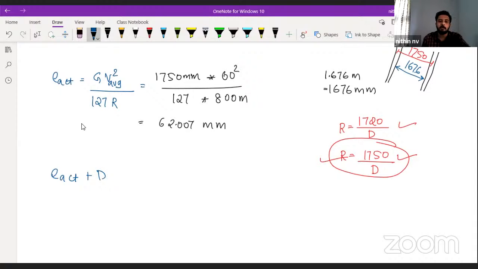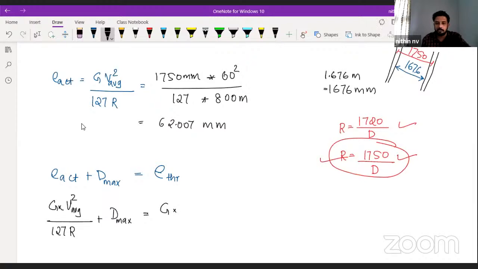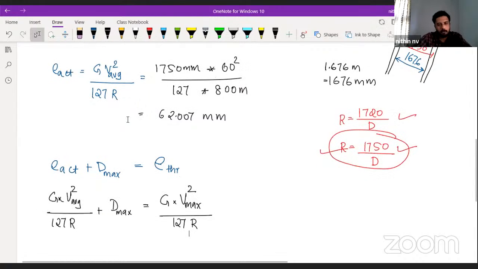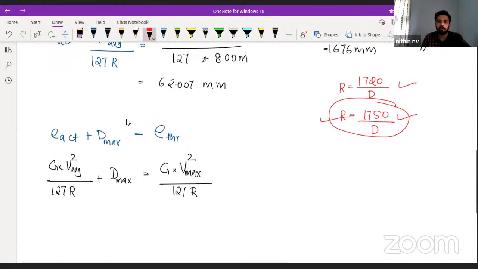I told you, E actual plus whatever be the cant deficiency, I'm simply putting D, is equal to E theoretical value. What is the equation of E actual? G into V average square divided by 127R, which we already calculated. Then D max, I can also rewrite this equation as G into V maximum value of speed divided by 127R. Understanding?